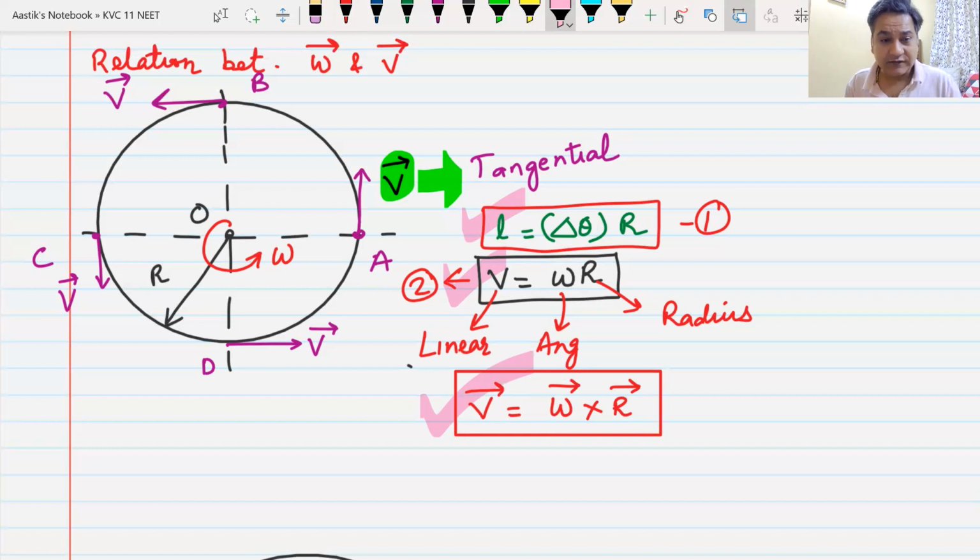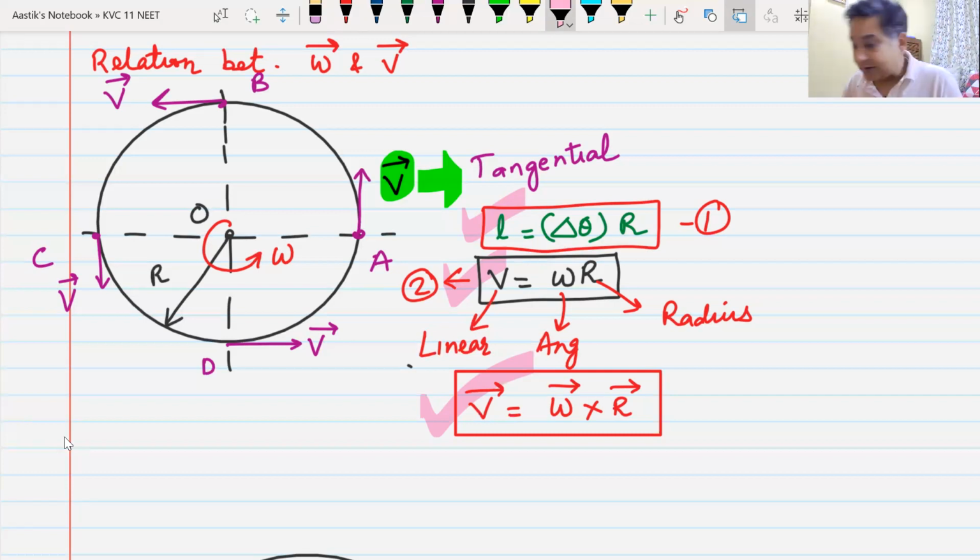Everyone understand this, what we are writing? Yes or no? You just have to remember any one. If you remember any one, all of the above can be derived. This is the relation between omega, angular velocity, and V, linear velocity. Do we understand this? I'm not getting raised hands from everyone. Do we understand this? Well done. That is good.